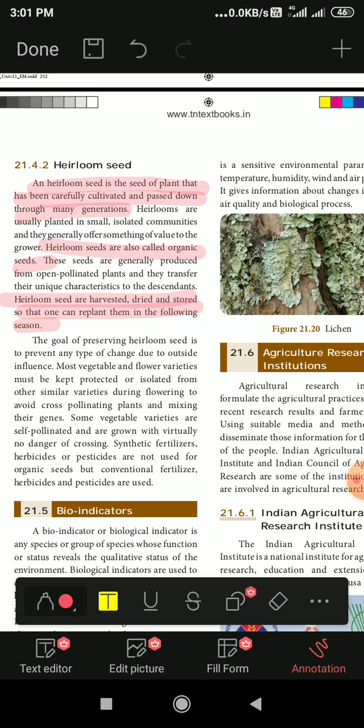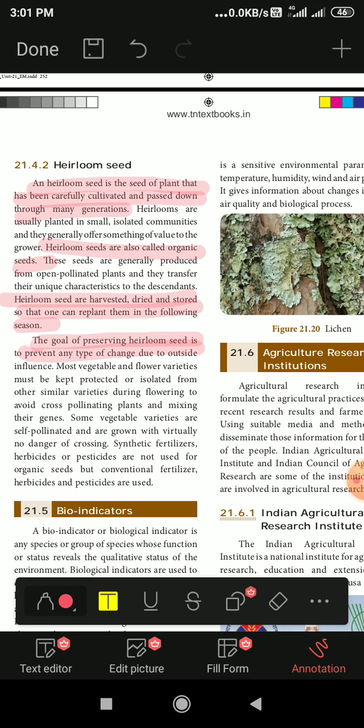The goal of preserving heirloom seed is to prevent any type of change due to outside influence. There should not be any outside influence, meaning artificial pollination or any genetic characters from other plants. It should not reach that. Only that one genetic character must be available in that seed. That is the goal of heirloom seeds.